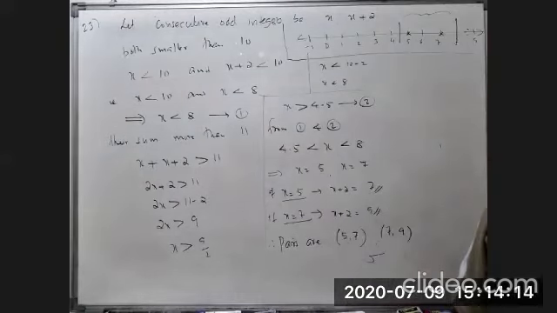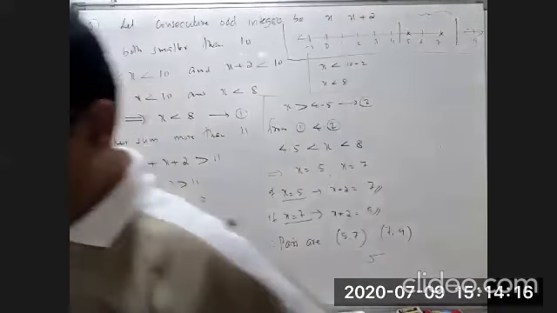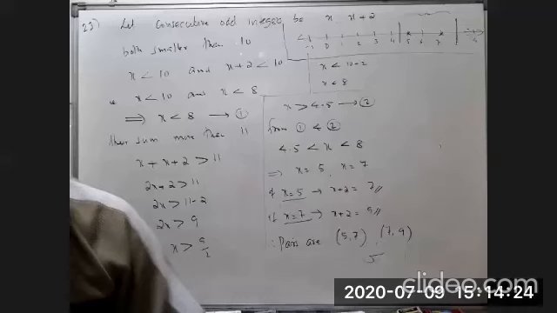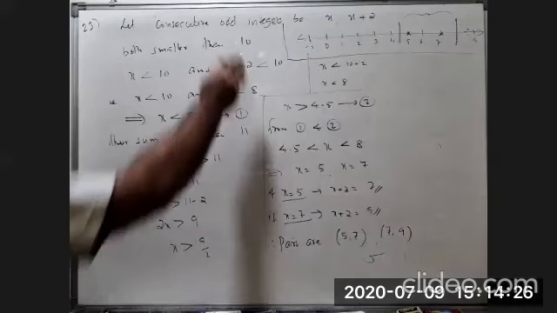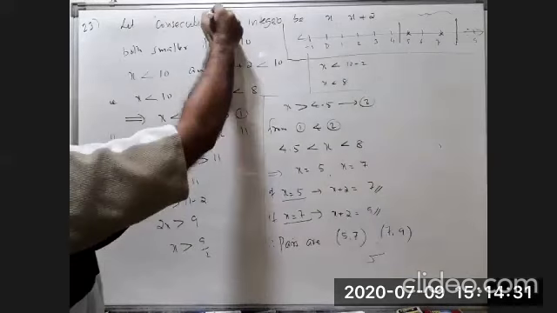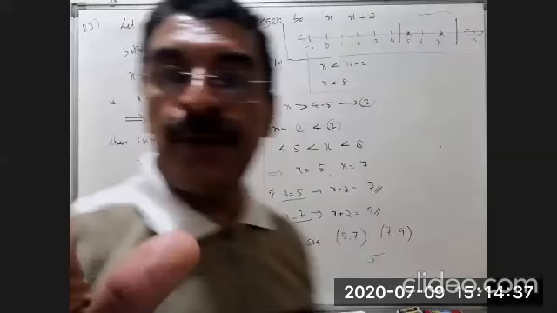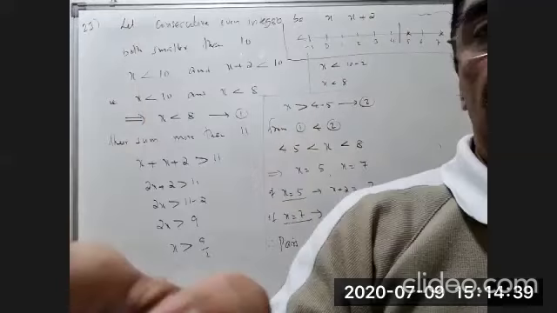Next one. Question number 24. The question is, find all pairs of consecutive even positive integers. So we take not odd, but even. Even positive integers are x and x plus 2 only. Again, it is x and x plus 2.